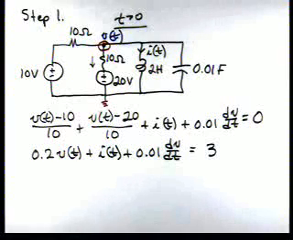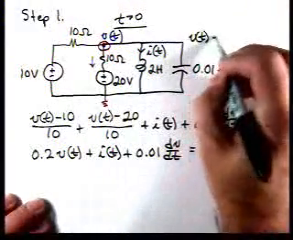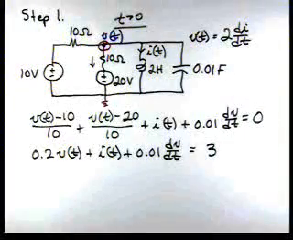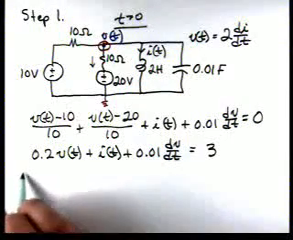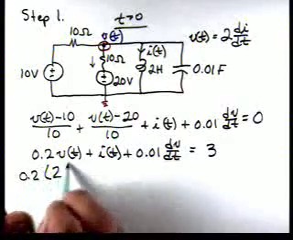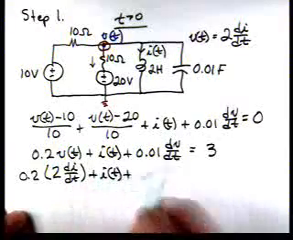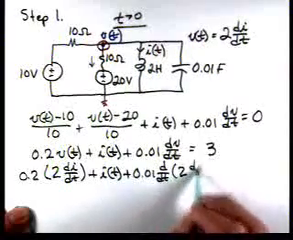Okay, so again, we've got the case where we've got one equation and two unknowns. If we go up to our circuit, though, we can see that we can write V of t is 2 di dt. So now let's substitute that into our equation. So we get 0.2 times 2 di dt plus I of t plus 0.01 times the derivative of 2 di dt.